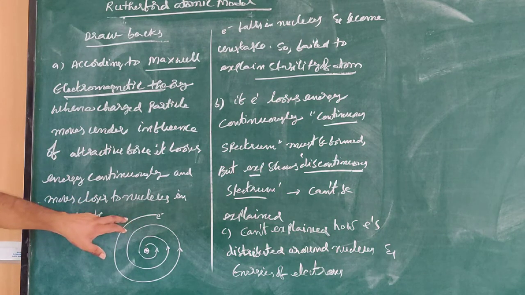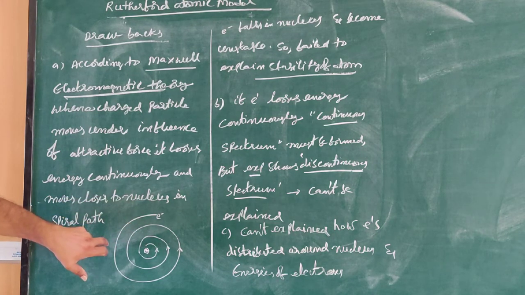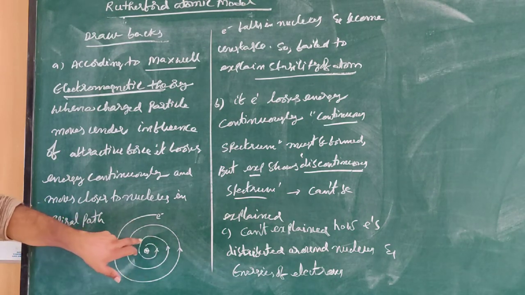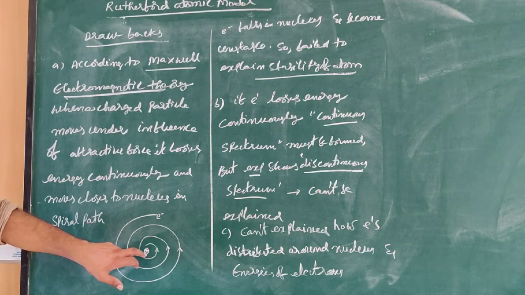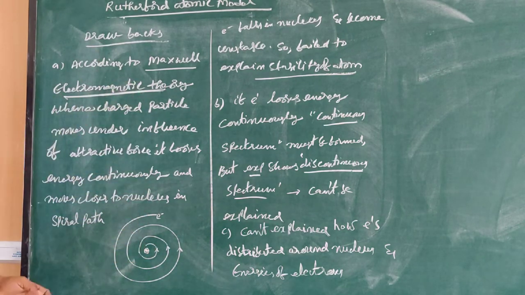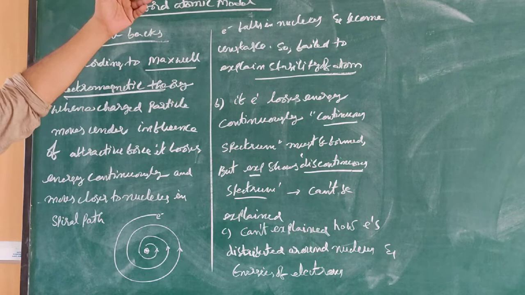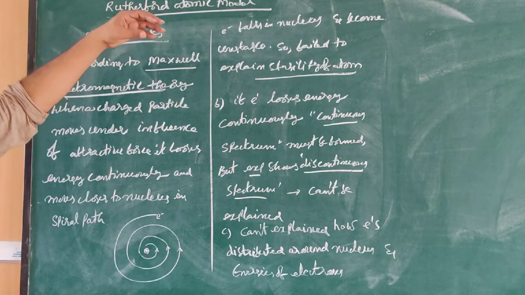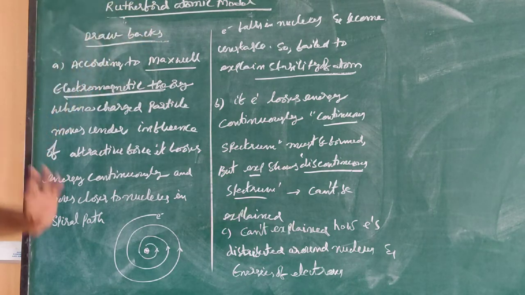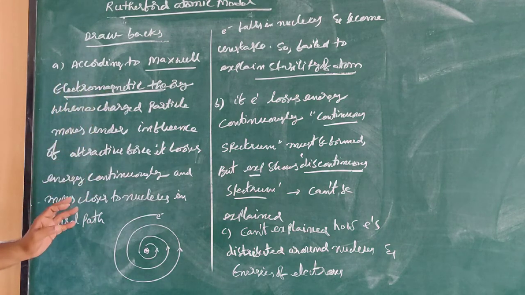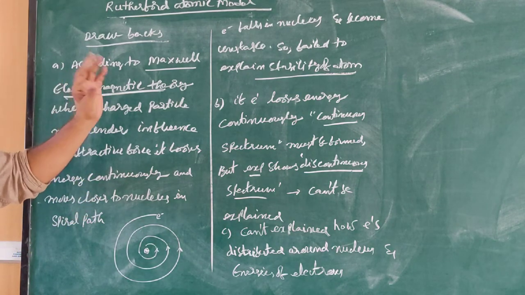This is the electron. As it loses energy, gradually it takes this spiral path. Ultimately, it falls into the nucleus. Nucleus is positive charge, electron is negative charge, so totally the atom collapses. If the electron falls into the nucleus, it becomes unstable. This point cannot be explained by Rutherford. This tells about the stability of the atom, which he is unable to explain.